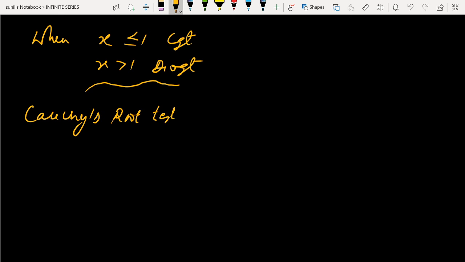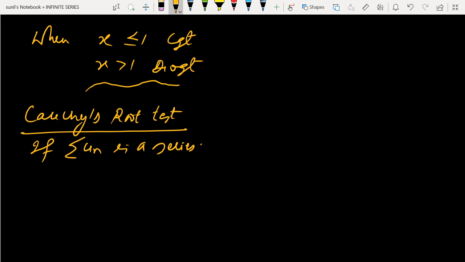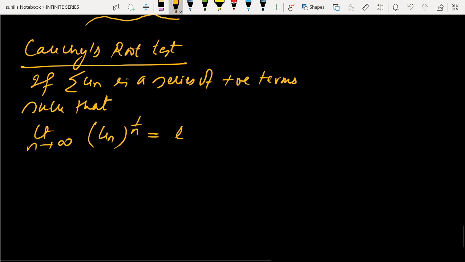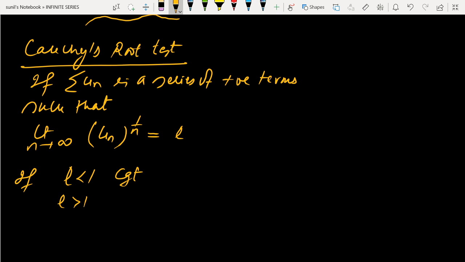Cauchy's root test. The statement is again: if summation un is a series of positive terms such that limit n tends to infinity, nth root of the nth term, if we take, is turning out to be L. If this L is less than 1, the series is convergent. L is more than 1, the series is divergent.